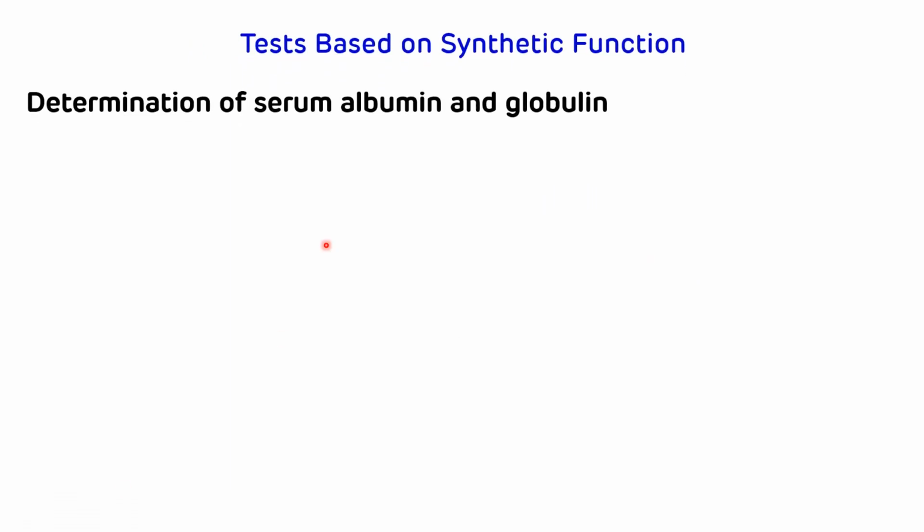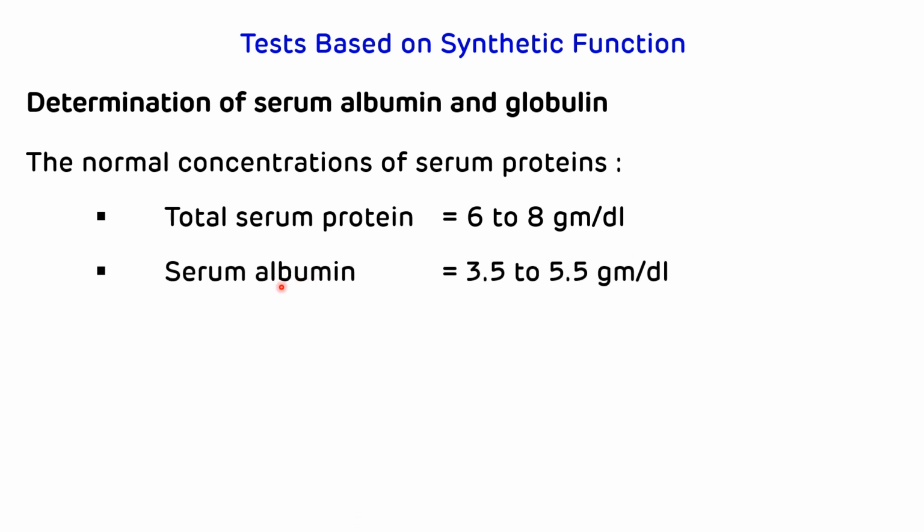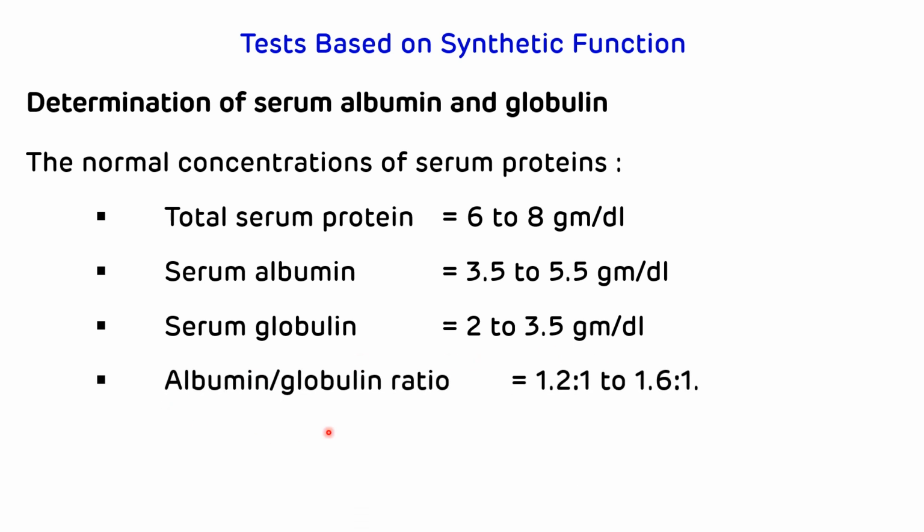Now test based on synthetic function. It is determination of serum albumin and globulin. The normal concentrations of serum proteins are: normal level of total protein is 6 to 8 gram per deciliter. Normal concentration of serum albumin is 3.5 to 5.5 gram per deciliter. Serum globulin normal level is 2 to 3.5 gram per deciliter. The normal level of A/G ratio is 1.2:1 to 1.6:1. So these are the normal ranges of various serum proteins.